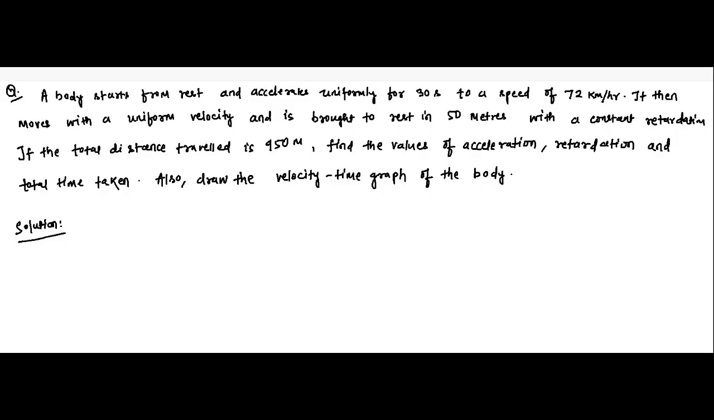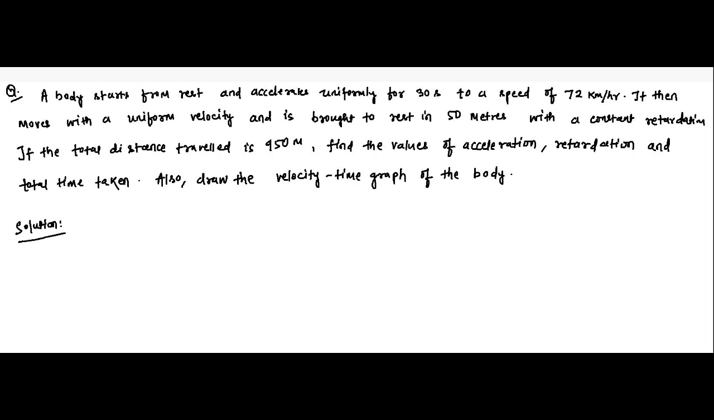So here is another question on graphical analysis of one-dimensional motion. It is given that a body starts from rest and accelerates uniformly for 30 seconds to a speed of 72 km per hour. It then moves with a uniform velocity and is brought to rest in 50 meters with a constant retardation or deceleration. If the total distance traveled is 950 meters, find the values of acceleration, retardation and the total time taken.